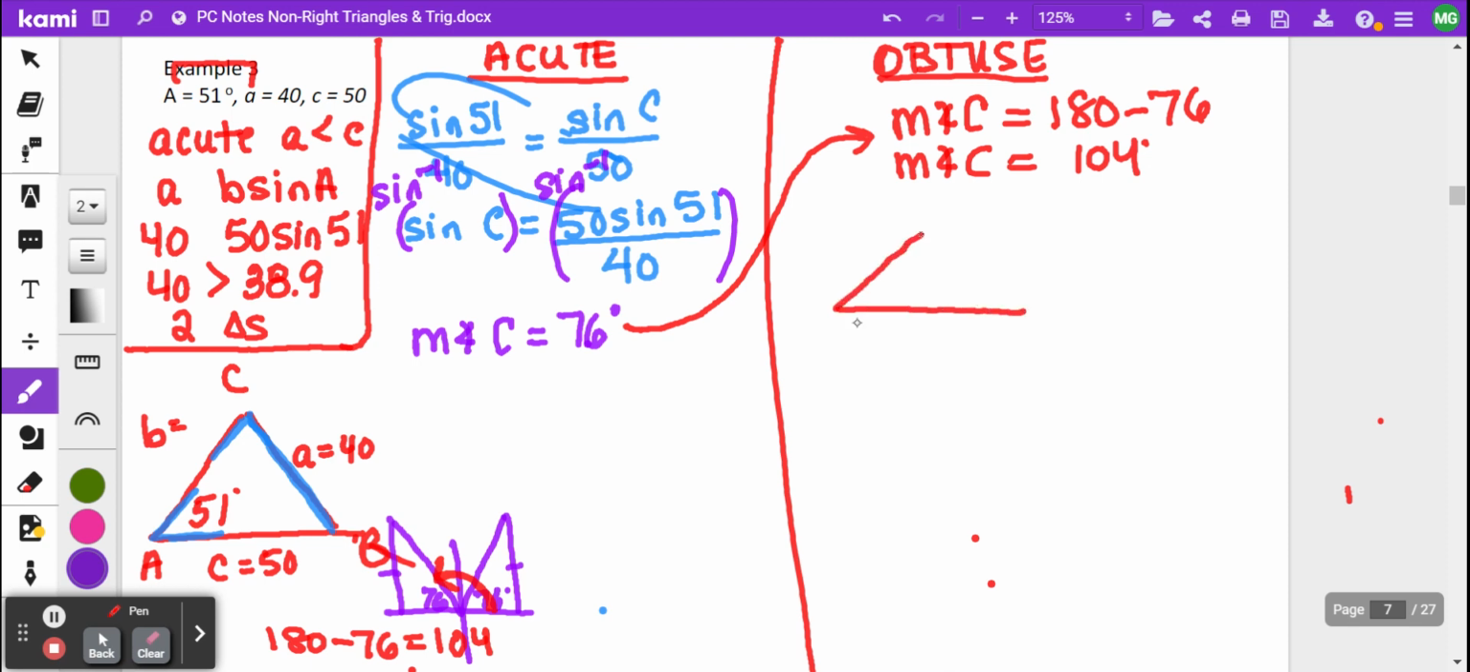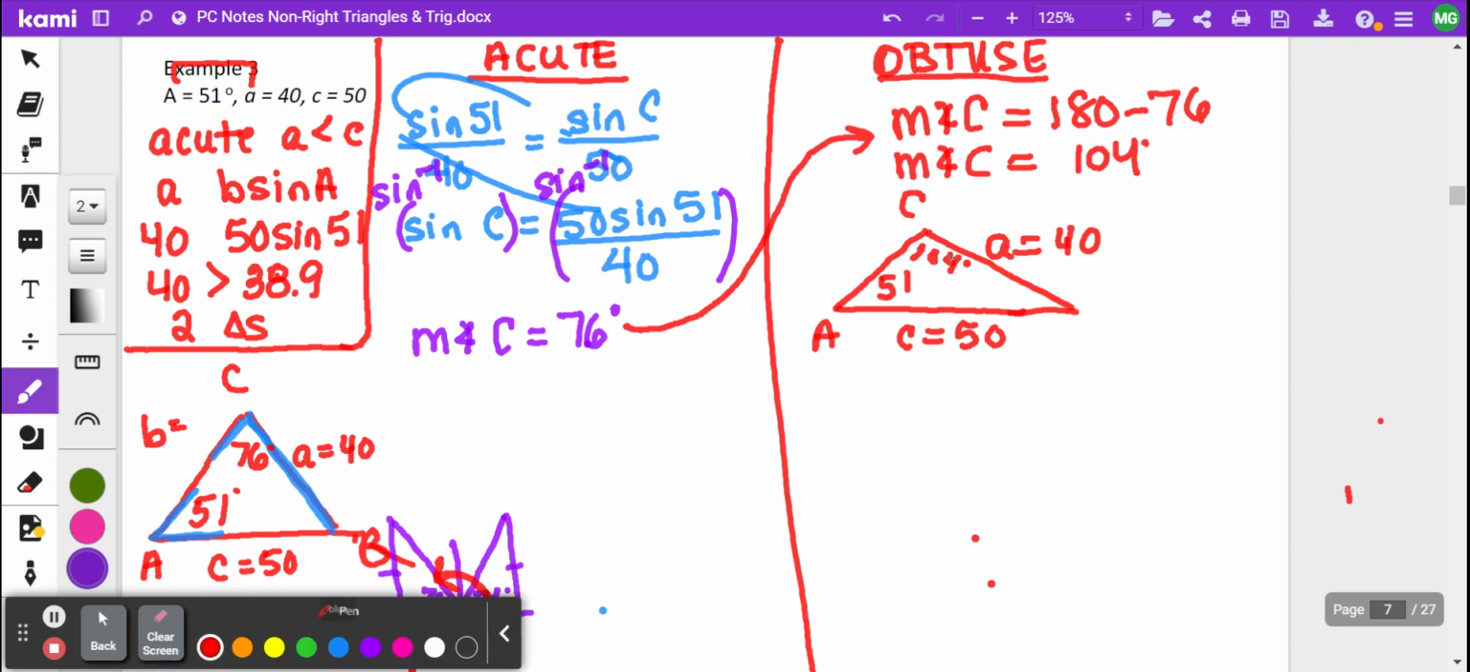Looking at it, angle A would still be 51 degrees, but angle C would now be an obtuse angle at 104 degrees. All of the other information that was given to us at the beginning would remain the same. So we would still have side A having a length of 40 and side C having a length of 50. The only difference is this triangle on the left, our acute triangle, will have a 76-degree angle at angle C. The second scenario will have an obtuse angle at angle C at 104 degrees.